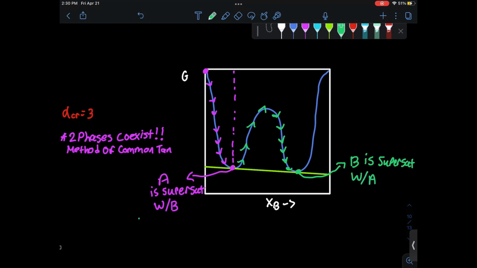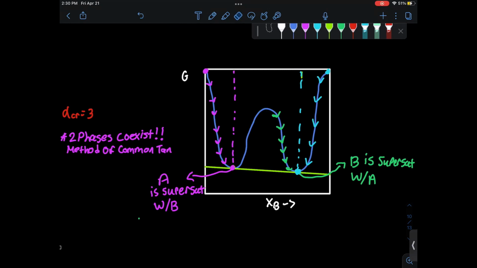And that's seen if we start coming from now. Coming from this side, when we have all B, we're going down, down, down, down, down. B is supersaturated with A. Now, what's going on over here?